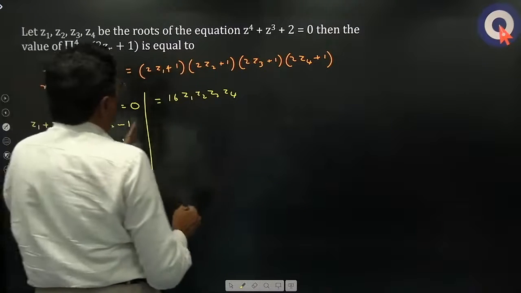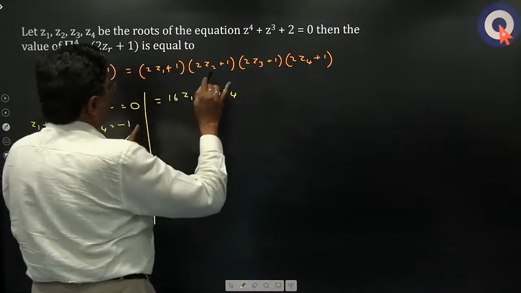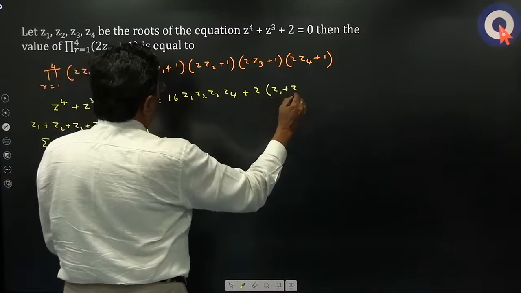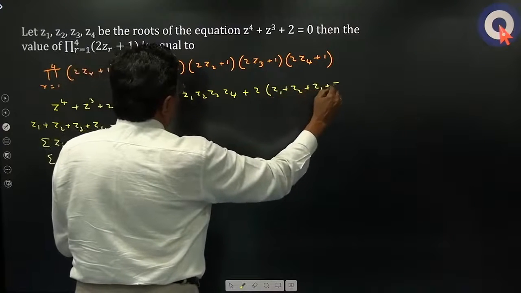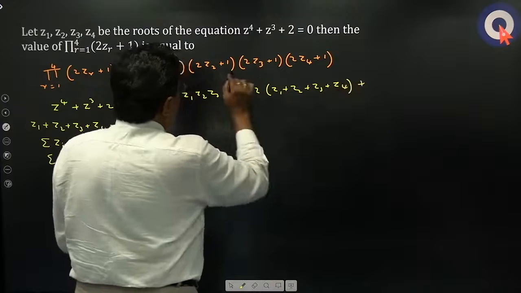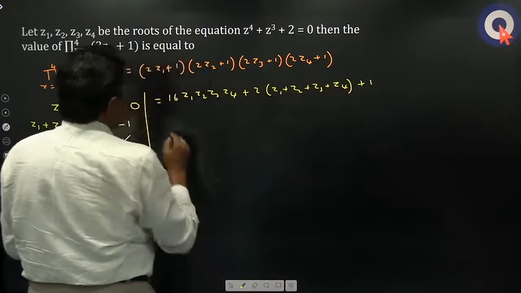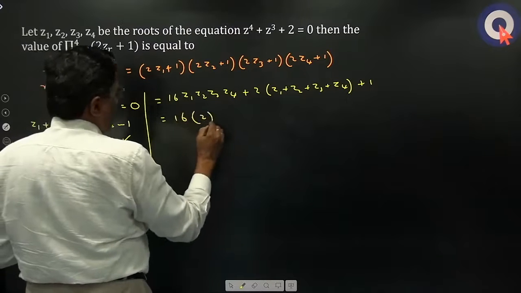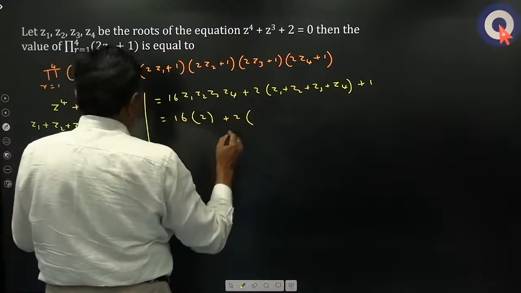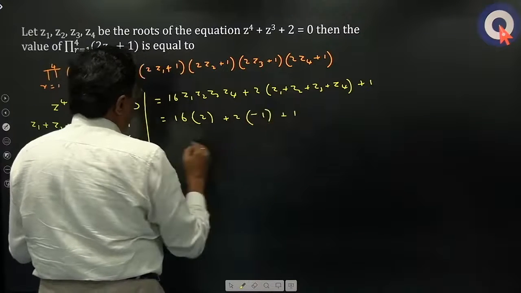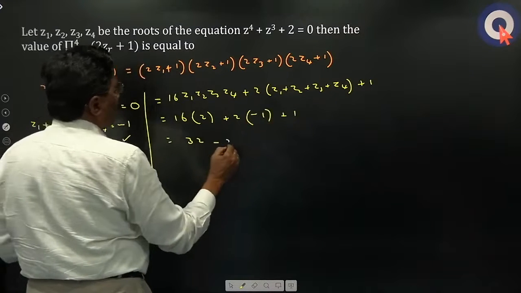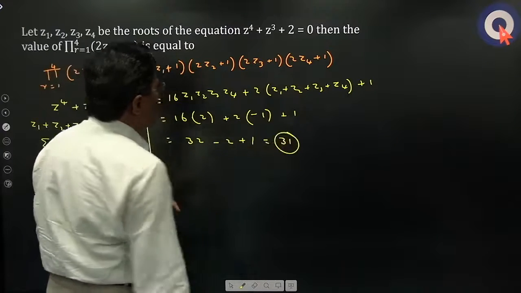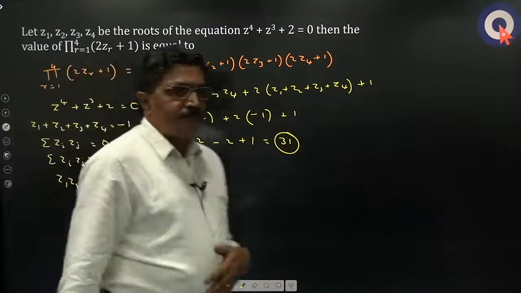But we have one case where 2 into z1 plus z2 plus z3 plus z4 comes, and plus 1, 1, 1, 1 if this is multiplied, that comes. So we have 16 into this value, which is 2, plus 2 into the sum of this, which is minus 1, and plus 1. So we have 32 minus 2 plus 1, 30 plus 1, 31. So the required answer is 31. Right?